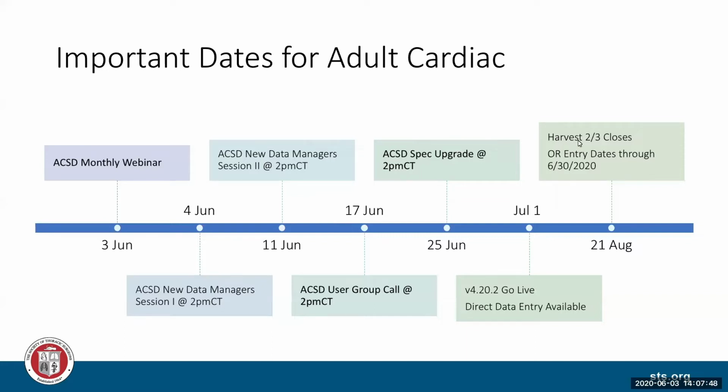We didn't have a close for Harvest 2 because of things that were going on with COVID, and it just didn't feel right for people who were maybe working remotely, or sites with staffing changes, to have to feel the pressure of a Harvest close. So we combined Harvest 2 and 3, and that will include OR dates through June 30th, 2020, and that again closes on August 21st.